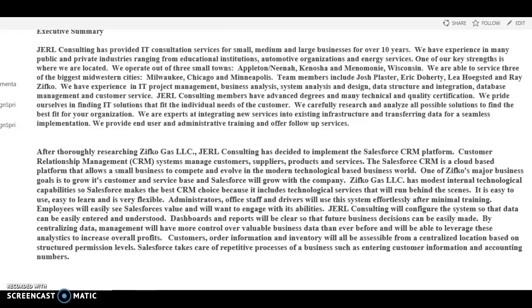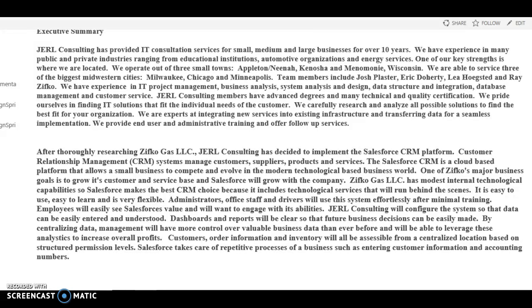The first paragraph discusses our names, locations, and our level of professional expertise. It highlights our education and certification. It promises a level of commitment to finding the best quality solution for Zifco Gas. The second paragraph reflects on Zifco Gas's business goals.